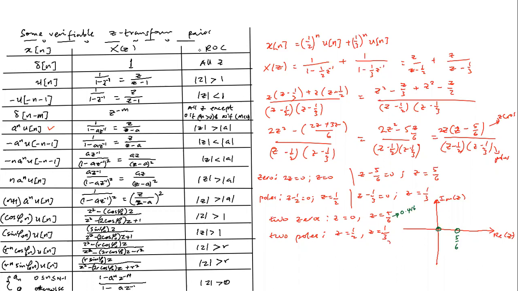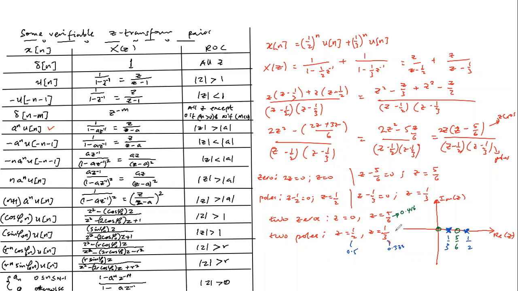Okay, let's use blue. So 1 over 3 is about 0.33 or so, and 1 over 2 is 0.5. So we have a pole somewhere here. It's less than 5 over 6. That's 1 over 3. Then we have another pole here. The 0.5 is larger than 5 over 6. I don't know, 0.416. We have another pole here at 1 over 2.